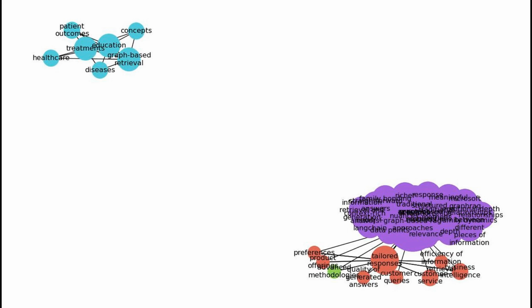Overall, the adoption of graph-based RAG approaches advances not only the efficiency of information retrieval, but also enhances the quality of generated answers, making them more applicable and beneficial across various domains.